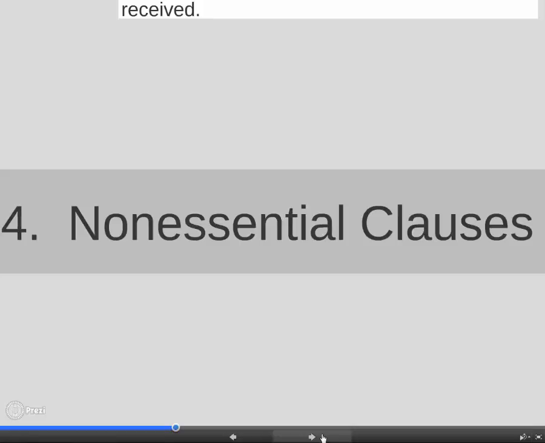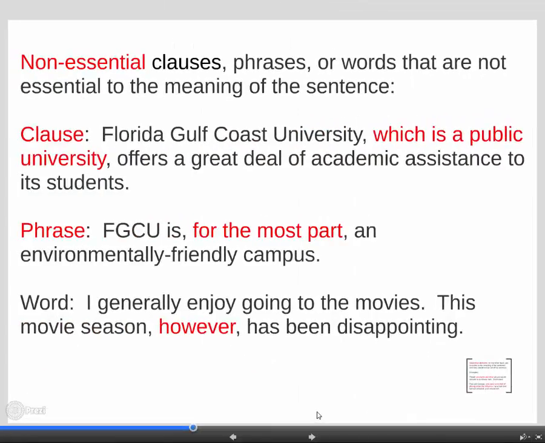Non-essential clauses. Non-essential clauses are clauses in a sentence, phrases, words, whatever, that are not essential to the meaning of the actual sentence. So in the first example, we have Florida Gulf Coast University, comma, which is a public university, comma, offers a great deal of academic assistance to its students. Which is a public university is not essential. If you took it away, we'd still have a sentence: Florida Gulf Coast University offers a great deal of academic assistance to its students.